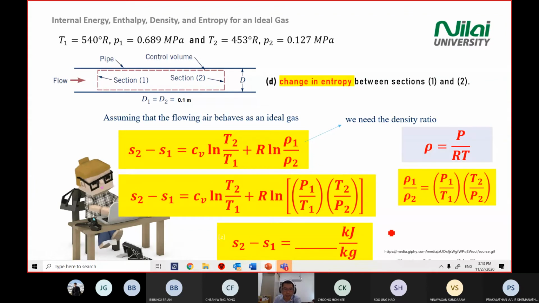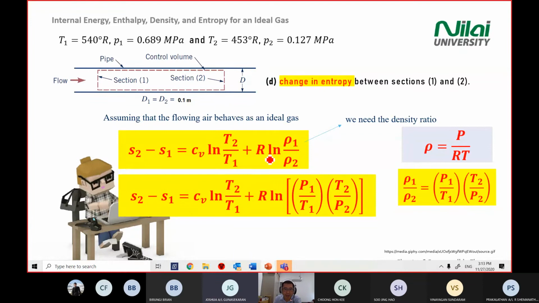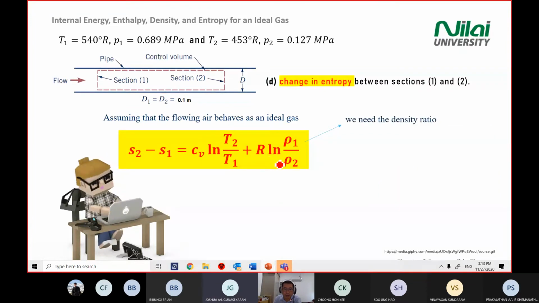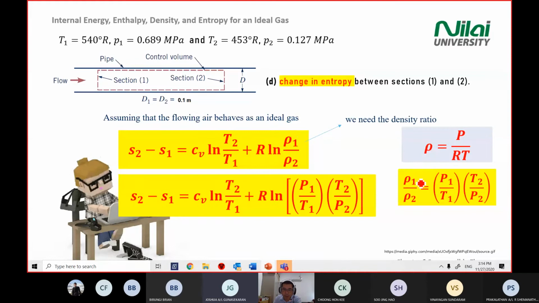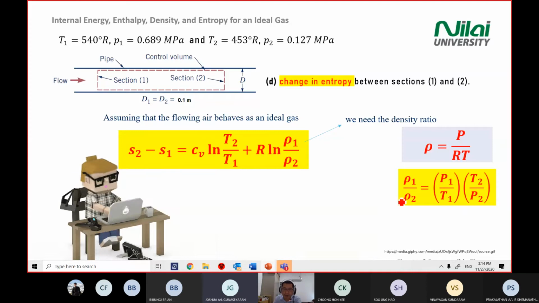Any question on this equation, S2 minus S1 equals Cv something? Sir, I don't understand the second part. Which one? This one? Yes, the derivation of it. You mean from rho 1 divided by rho 2 equal to this one? You don't understand, is it? Is this the part you lost? Yes, sir. I don't know where it came from.